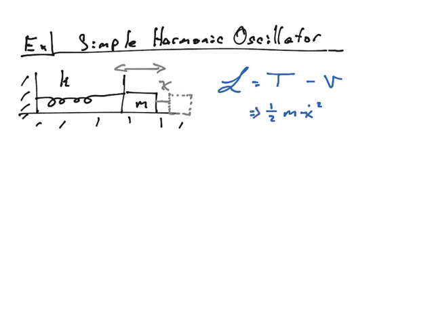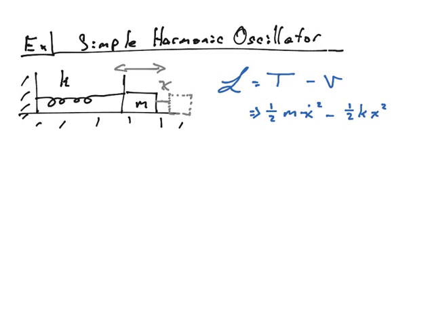All right, so that's the kinetic energy. Now what about the potential energy? Well, the potential energy is equal to 1/2 times the spring constant k times how far I originally stretched my spring, squared, or how far I compressed the spring, squared.